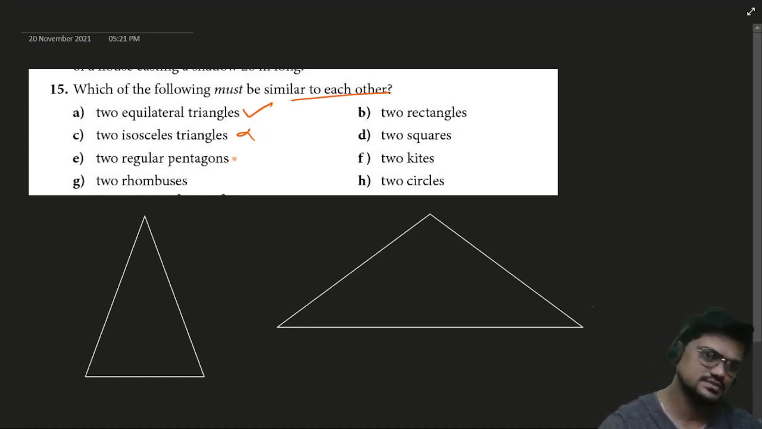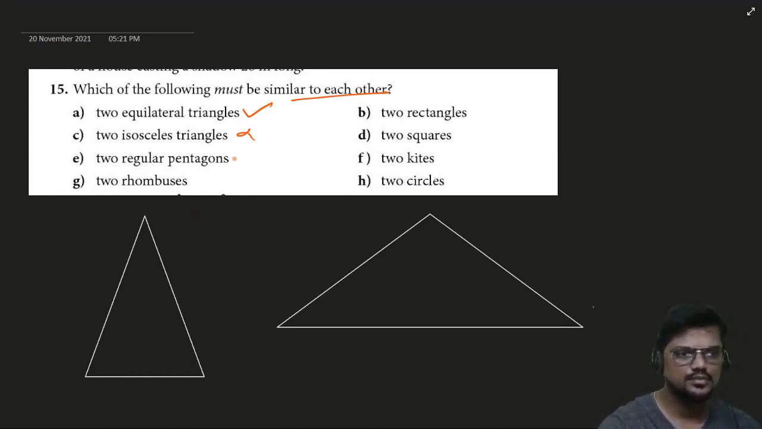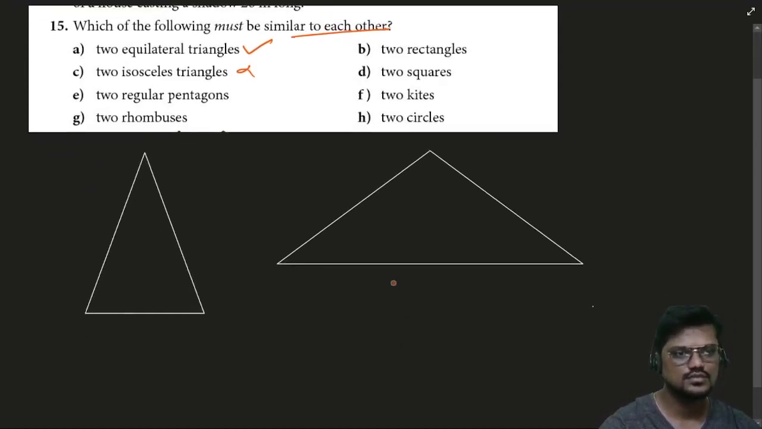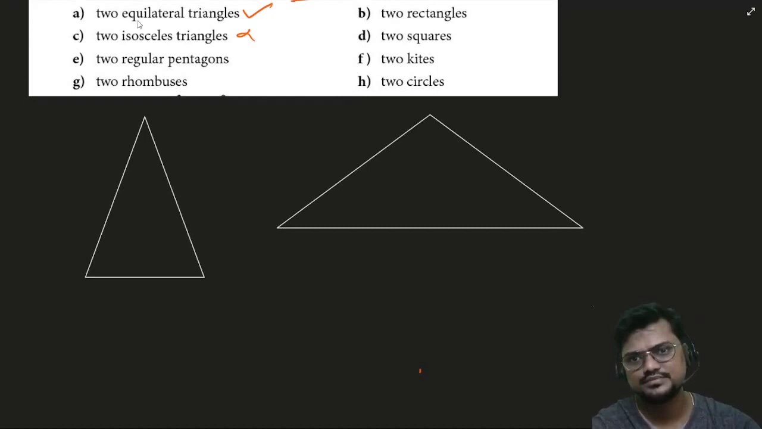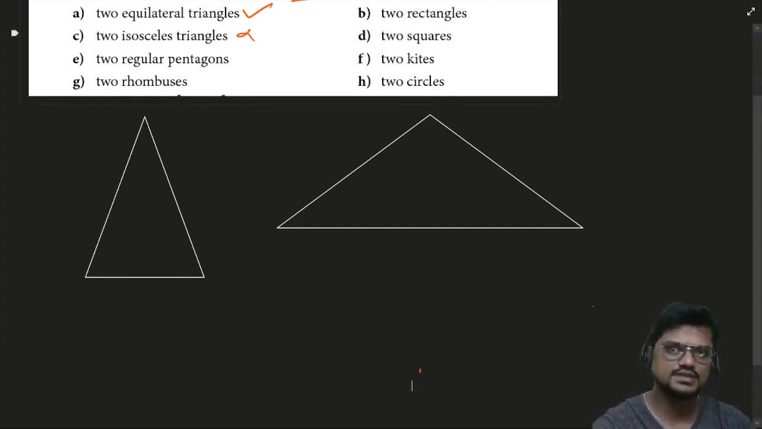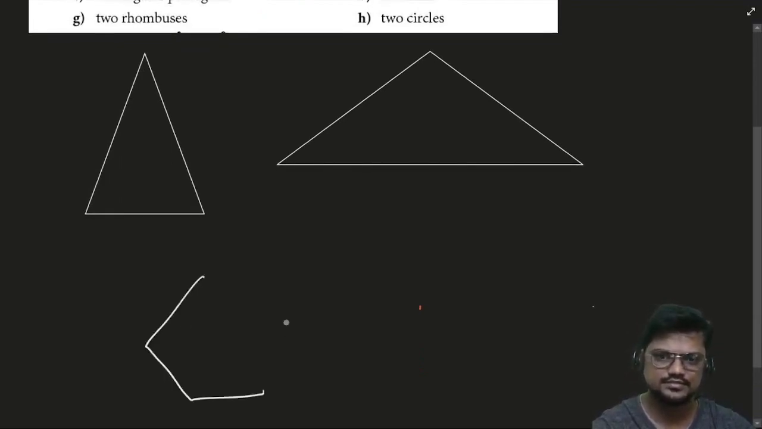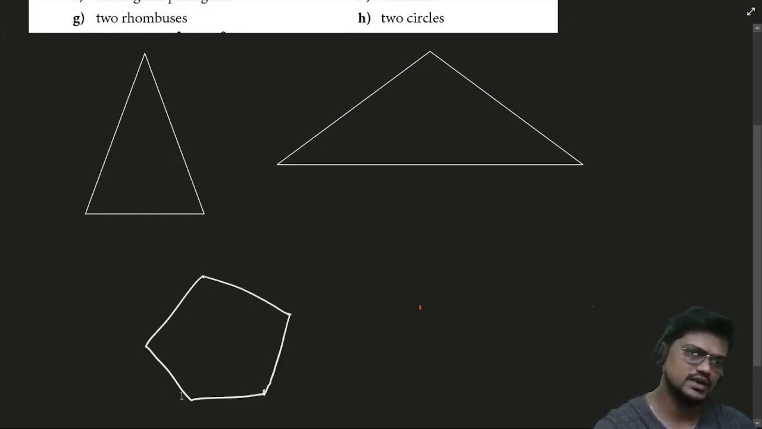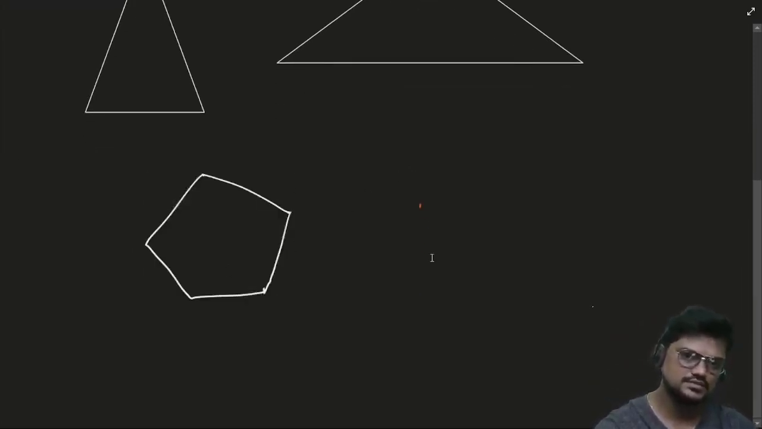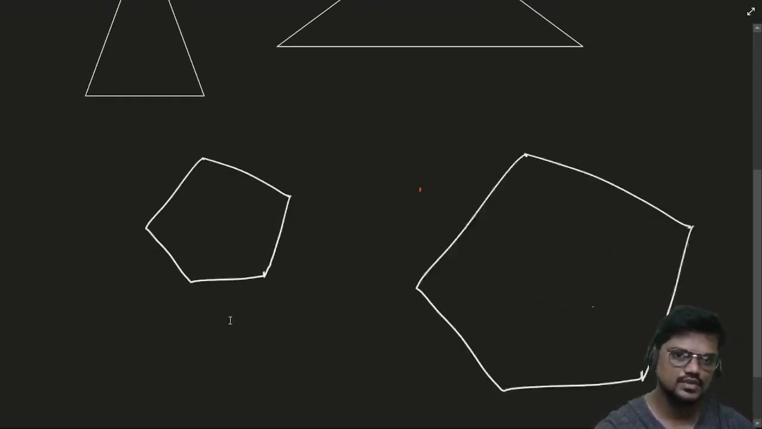Two regular pentagons will be similar, yes or no? They will be similar. See how we can draw the pentagon? It's a five-sided polygon, like this. All the sides are equal in this case. So if I enlarge it, these will be the two polygons.